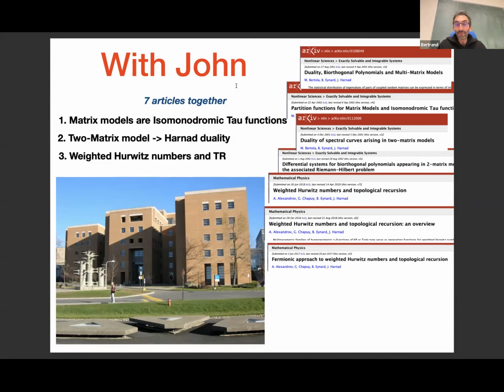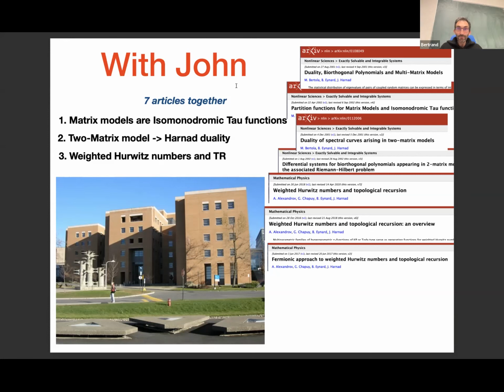With John, we wrote 7 papers together. The first few were about proving that matrix integrals are actually isomonodromic tau functions in the sense of Miwa-Jimbo. These were very good papers. Then in the second part, we reproved this duality in the two matrix model. It was a very good series of papers as well. And then I interacted again with John more recently about weighted Hurwitz numbers, and we had another great series of papers, and I hope I didn't forget any.